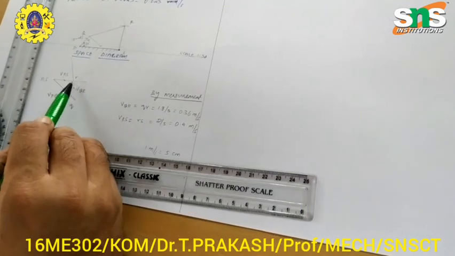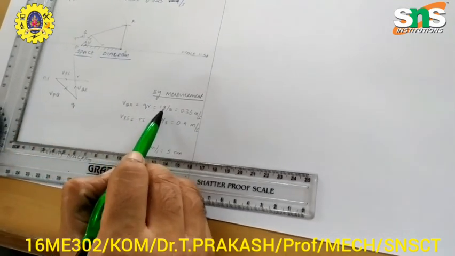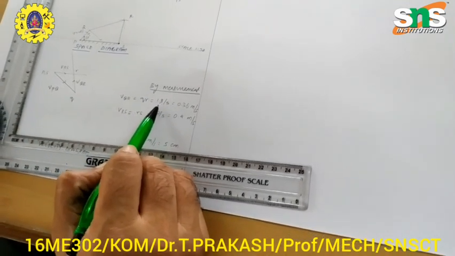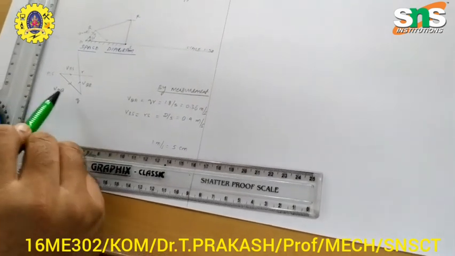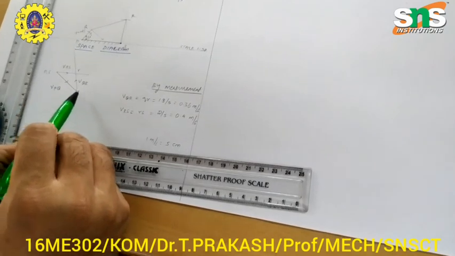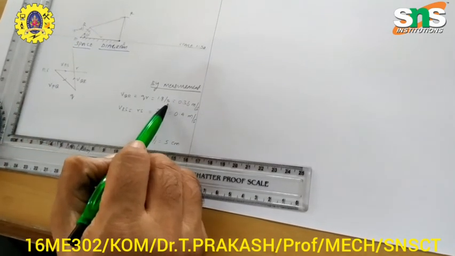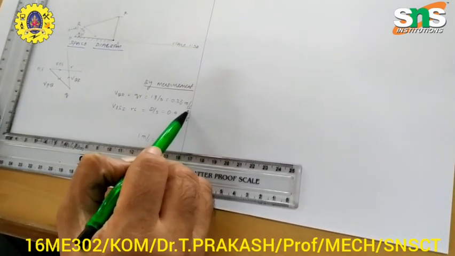Therefore you measure the distance QR. The QR distance is 1.8. We have multiplied the value for this increased scale, that is multiplying by 5. Therefore you have to take the value divided by 5. 1.8 divided by 5, it is 0.36 meter per second.